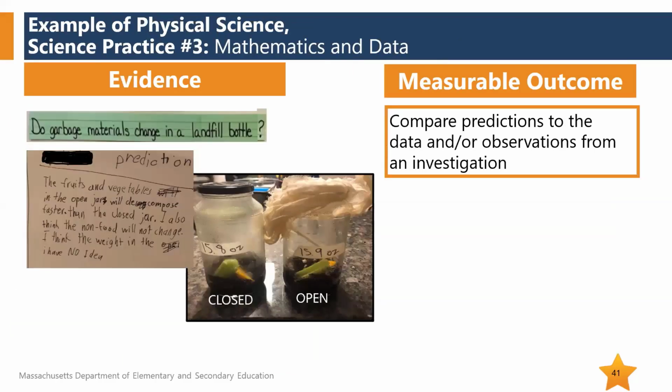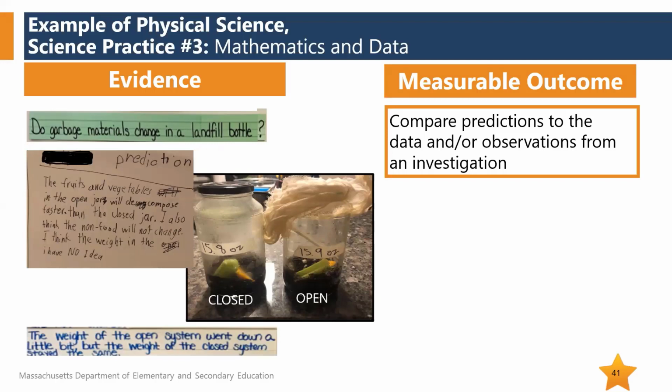The next one is under mathematics and data. After we talked about the predictions of these closed and open systems, did they think the weight would change? Did they know if the weight would change? So we asked that question. And then for the measurable outcome, you would compare those predictions to the actual data and or observations from that investigation. The fun part about these open and closed systems is that they can sit on the shelf, so you can look at them once a week or every couple of weeks to see how they're doing and if anything's changing.